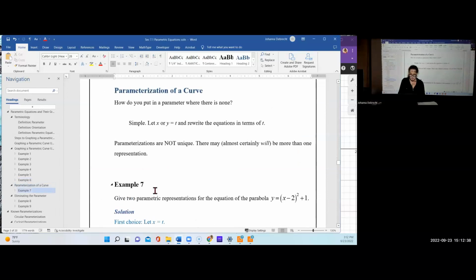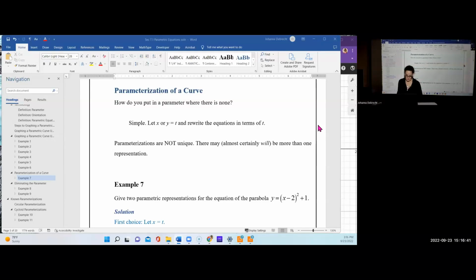Now, how do we put in a parameter if there is no parameter in the equation? In other words, how do we turn something into a parametric equation? So how can we create a parameter where we don't have one? Well, the easiest thing to do is simply to let either x or y become t and to rewrite the equations in terms of t. And that will give you a parameterization, all right?